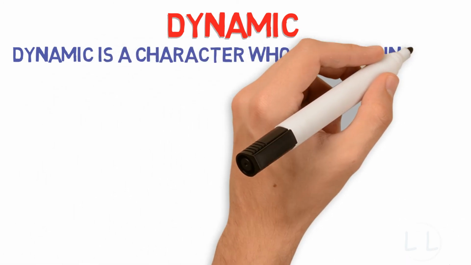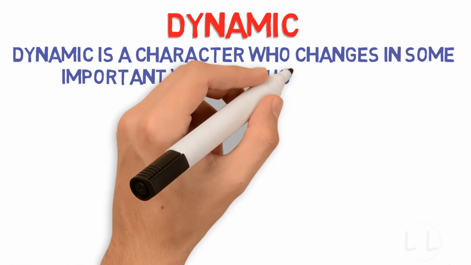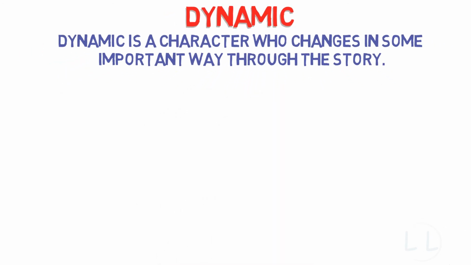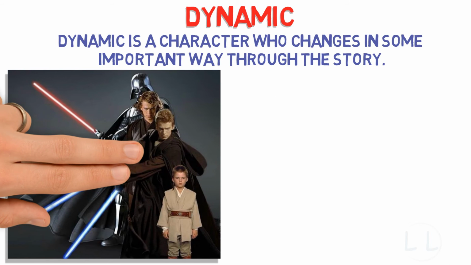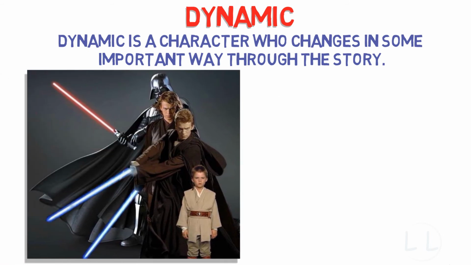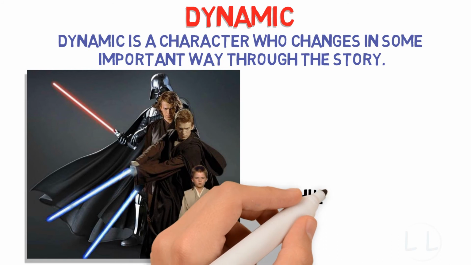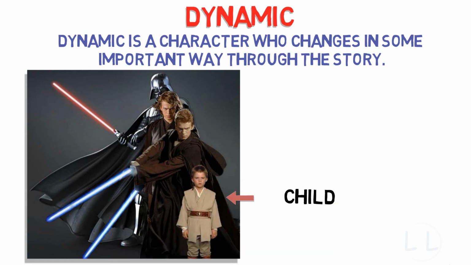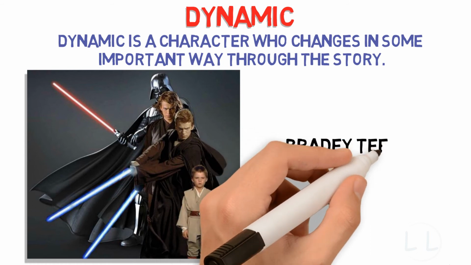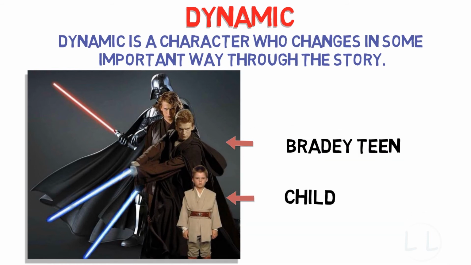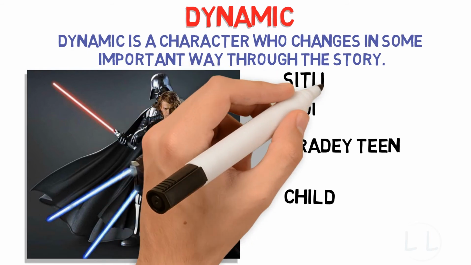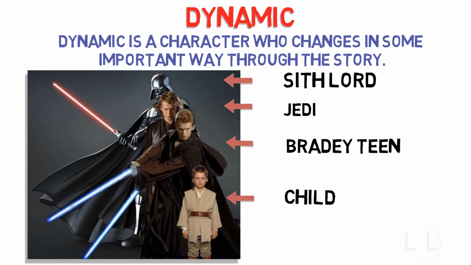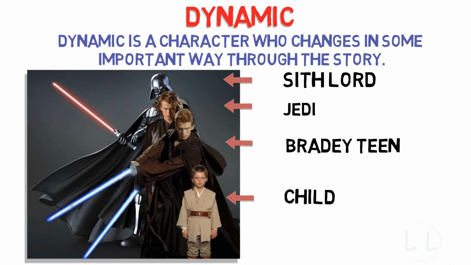Dynamic. A dynamic character is a character who changes in some important way through the story. For this example, I'm going to use an innocent boy corrupted by darkness. Anakin Skywalker to Darth Vader, his journey started as a child. Innocent, pure, really kind of a Mary Sue character, doing everything right. But then he became a bratty teenager, not liked by many. In fact, he blamed a lot of his problems on others. A Jedi Knight when he became a general, respected more, but then a Sith Lord and fell to the dark side. This is a dynamic character.